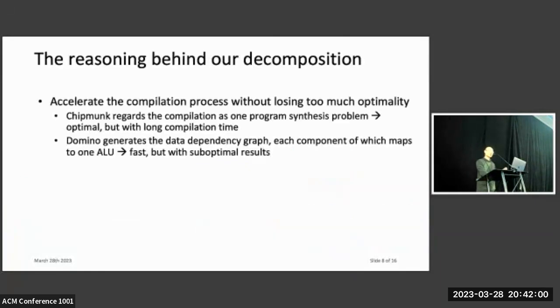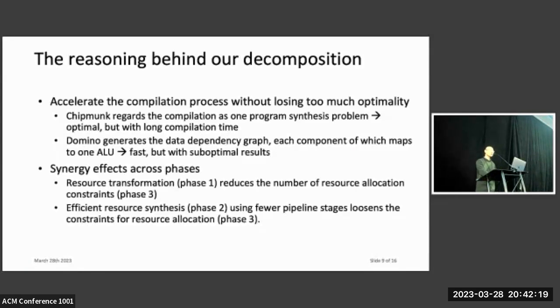Because we want to strike a trade-off between the computation speed and the computation quality. Basically, Chipmunk regards the computation problem as one program synthesis problem at the cost of long computation time, but achieves optimal results. Domino can generate the result pretty quickly, but at the cost of suboptimal resource usage. And in addition, there is some synergy effect between phases. For example, the resource transformation phase can reduce the number of resource allocation constraints, and the efficient resource synthesis can use fewer pipeline stages, which loosens the constraints for the resource allocation.